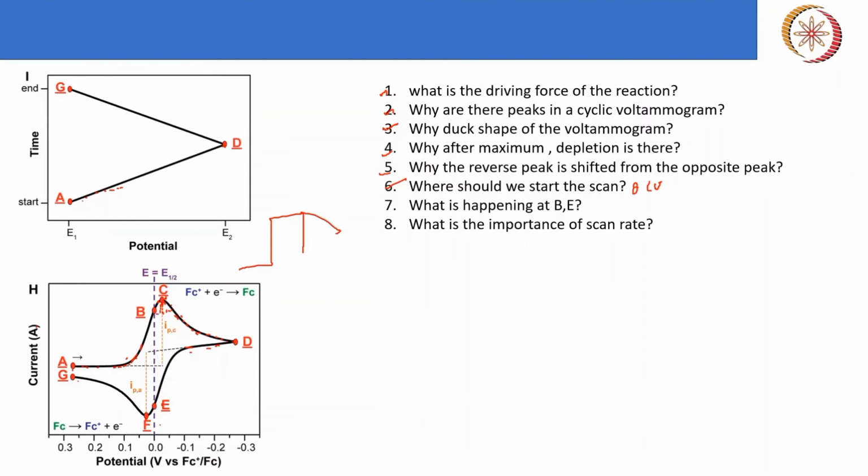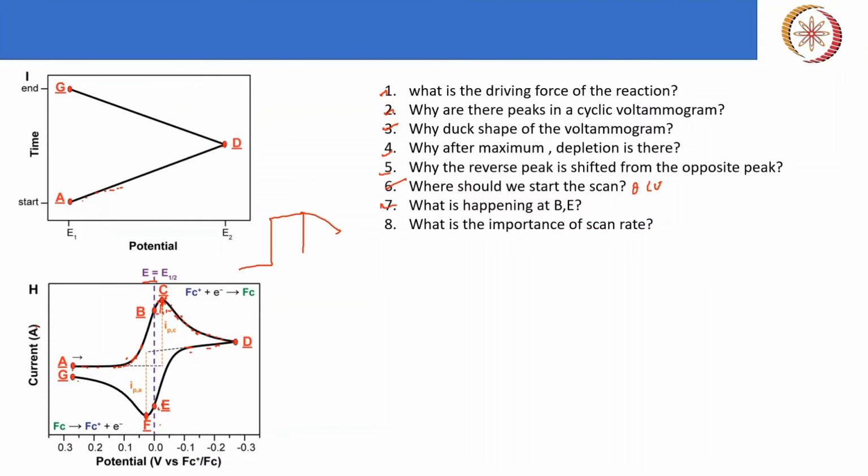Another question is about B and E, the potential known as the E half potential. What is happening here, between E and B? And what is the importance of scan rate? Basically, we are scanning the potential as a function of time, so what is the importance of this scan rate? If you see this voltammogram, all these questions can come to your mind, and we will discuss them one by one.